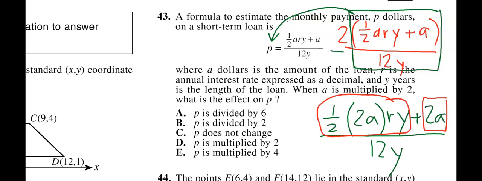So what's in front of it? 2. Answer choice D. P is multiplied by 2. And it was all a matter of factoring out the common factor 2.